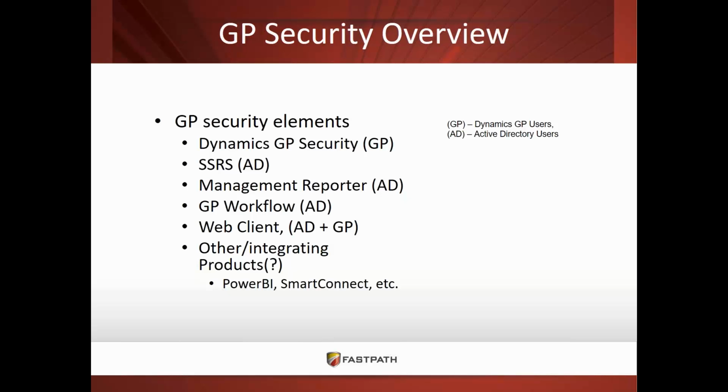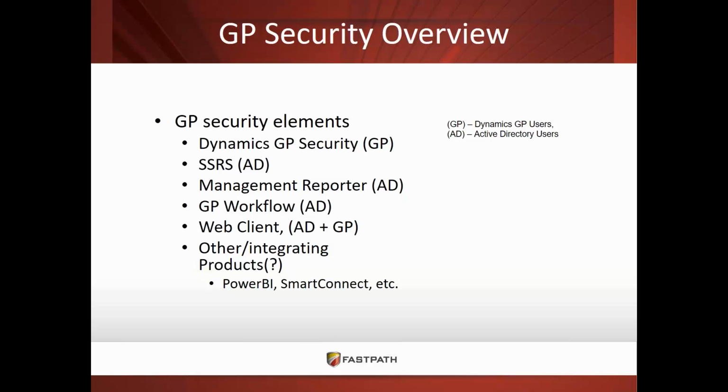And then you could be using GP Workflow to pass certain transactions into the system, and some of that security is also via Active Directory. And then you can have other things. You can have the web client. The web client can be accessed via regular GP login, so regular GP security, or you can also be using an Active Directory login to access the GP web client. And then you might have other products that integrate into GP, Power BI, SmartConnect, RecLogic, Vicinity Manufacturing, all different kinds of products that may or may not have their own security modules, right?